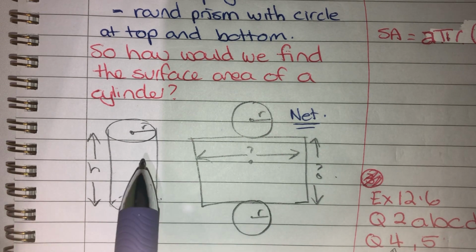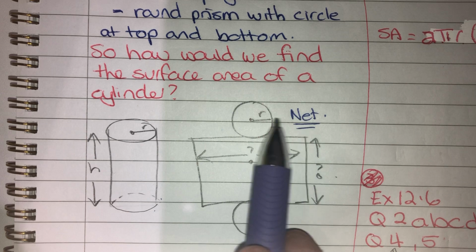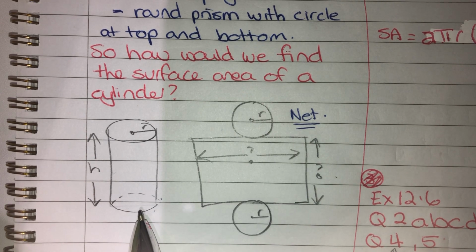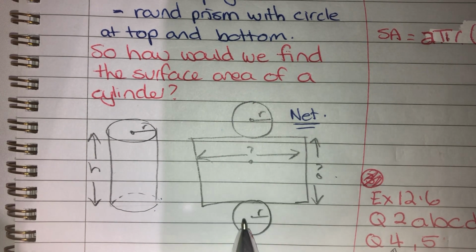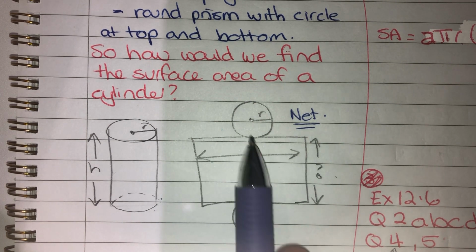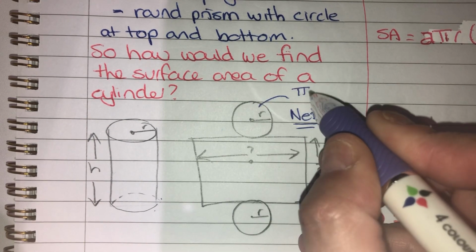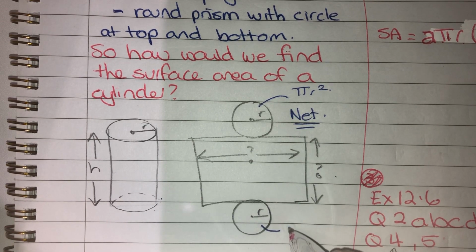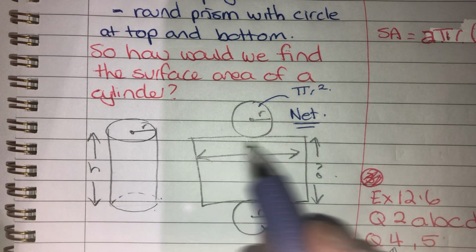But if you were able to flatten it out and make it look as a net, you would find that you would have a rectangle and two circles. So the circles are okay. We know about them because we know that the area of a circle now is pi r squared. So you'd have a pi r squared there because we're talking about area, remember, and a pi r squared down here. How do we figure out what this is though?